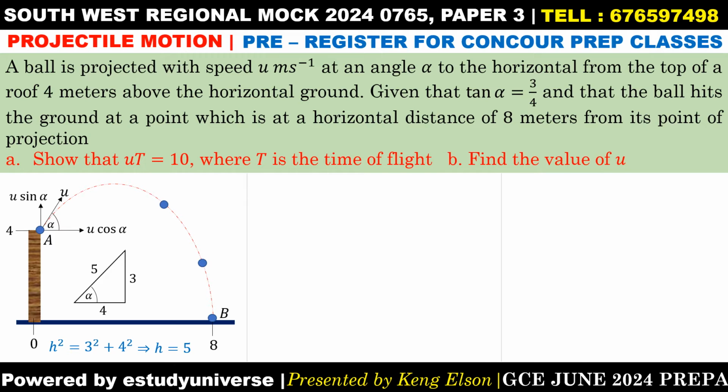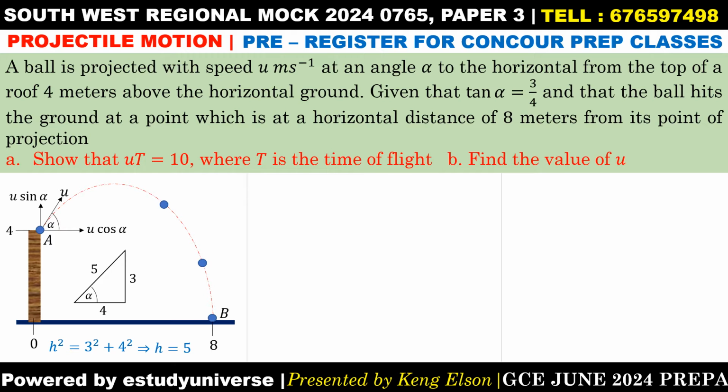A ball is projected with speed u meters per second at an angle alpha to the horizontal from the top of a roof 4 meters above the horizontal ground. Given that tan alpha is 3/4 and that the ball hits the ground at a point which is at a horizontal distance of 8 meters from its point of projection. A. Show that ut is equal to 10 where t is the time of flight, and B. Find the value of u.